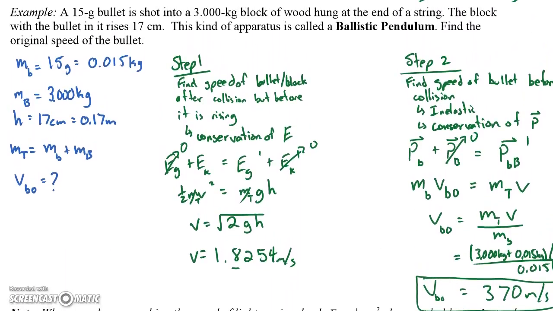Always, when you're getting answers, make sure they're realistic. 370 meters per second is really fast. That's faster than the speed of sound. But if you think about the speed of a bullet, bullets do easily break the speed of sound. And so that is a realistic answer for this question, but it wouldn't be a realistic answer for every question. So always keep that check in mind. And as always, physics is awesome.